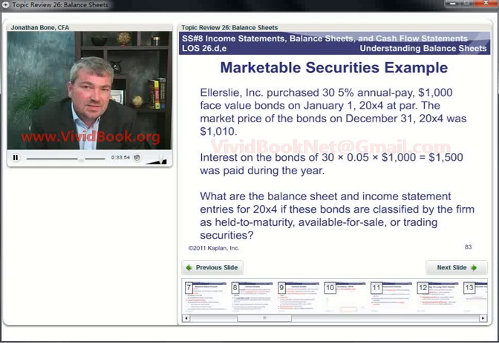The interest on the bonds, well, we've got 30 bonds. They pay out 5% annual coupon, so 5% of par value. So the total interest we receive is $1,500. Notice we're keeping this example simple here. We bought the bond at par, so there is no premium or discount to amortize with these. So what are the balance sheet and income statement entries for X4 if they're classified as held to maturity, available for sale, or trading? Well, let's have a look.